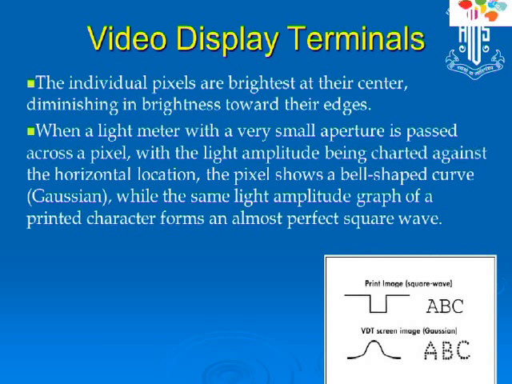With the light amplitude being charted against the horizontal location, the picture shows a bell-shaped curve, while the same light amplitude graph on a printed matter shows a perfect square. So that's the difference. Everywhere the brightness is not the same.